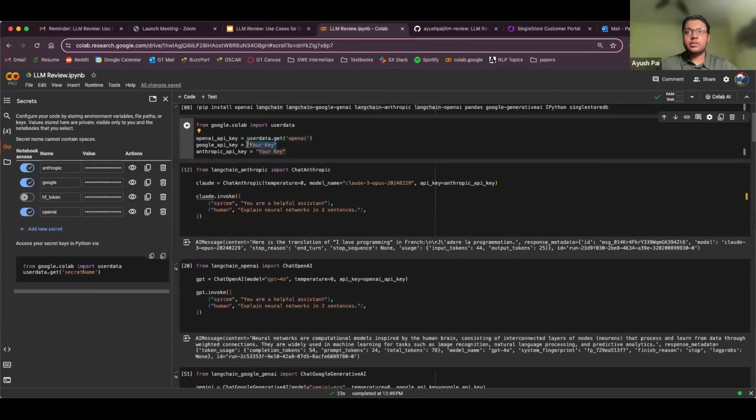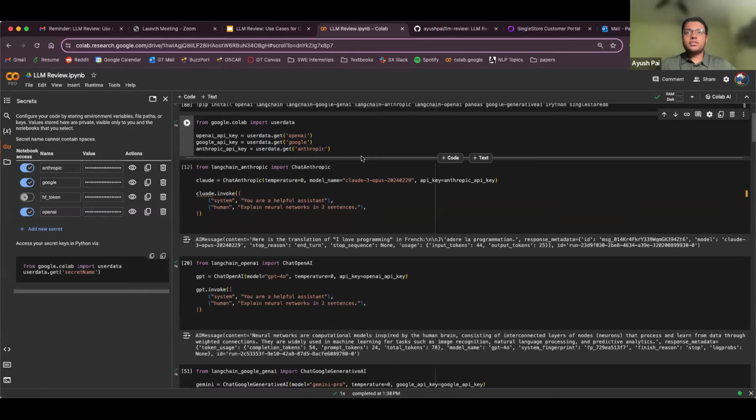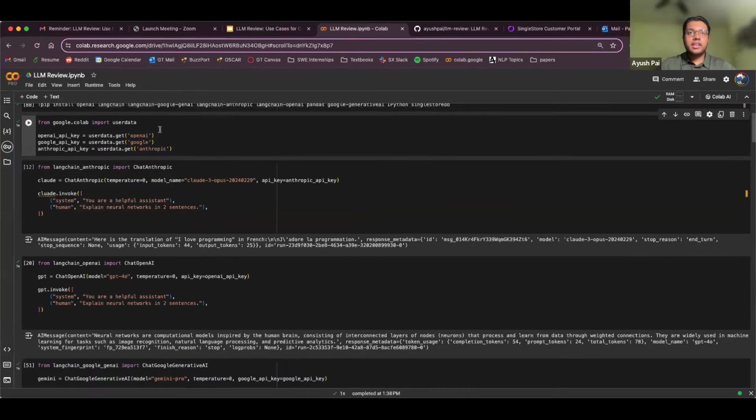Yeah, just putting these in really quickly. Sorry about that. I took them out just so that they weren't in the GitHub. And finally, this one for Anthropic. Okay, cool. So once you do that, you'll have your API key set up.